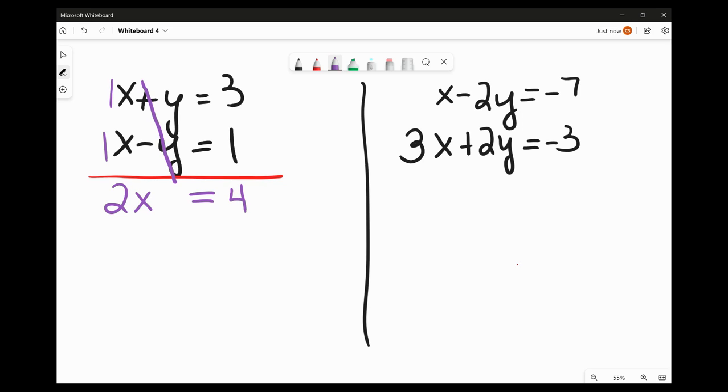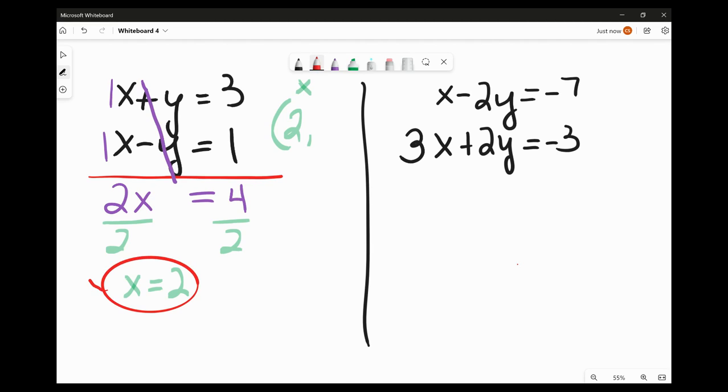And now we're just going to solve the equation using equation solving principles. So we're going to divide both sides by 2. And we're going to get x equals 2. So for my solution, remember a solution is a coordinate pair. So for my solution, I already know that the x value is 2, and I'm going to figure out what the y value is.